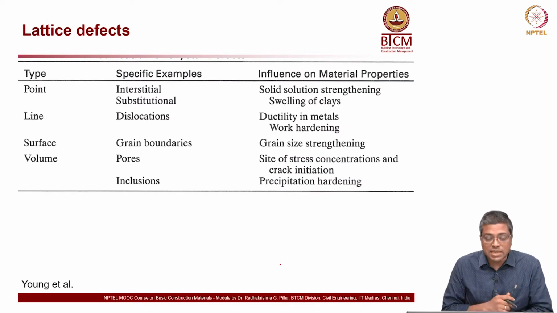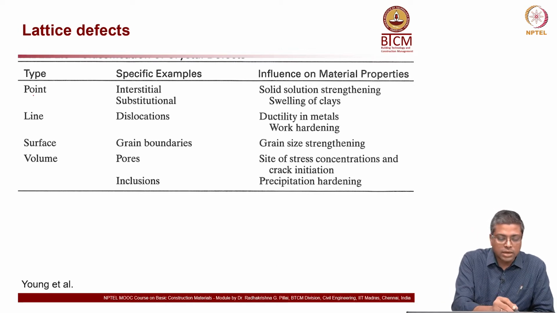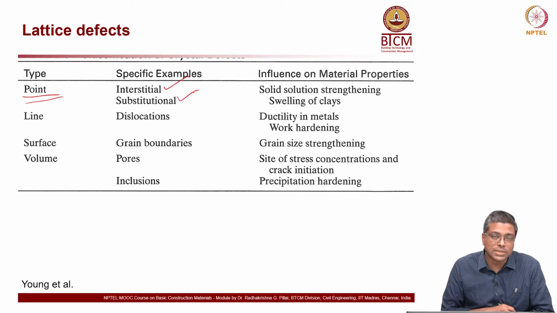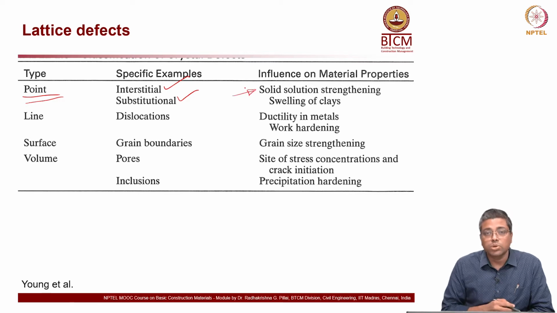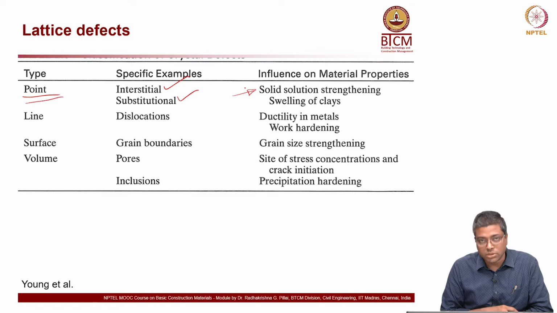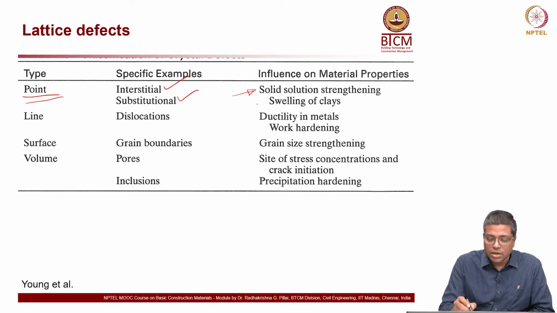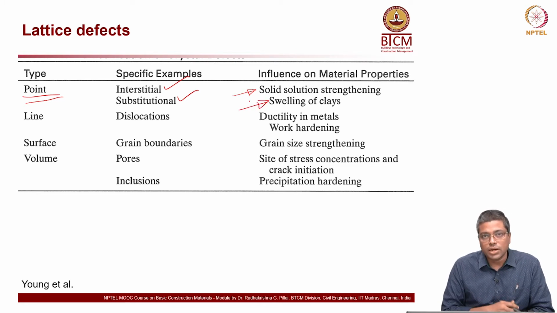Now, let us look at some examples of these defects and how they actually influence the material properties. In the case of point defects, you have interstitial and substitutional. These are the 2 examples of point defects and how they really influence the material property. An example is solid solution strengthening, or even when we talk about alloys. The alloys are essentially working based on this kind of point defects. And then you have swelling of clays, which also is an example of point defect. I will show you more clearly later on these 2.